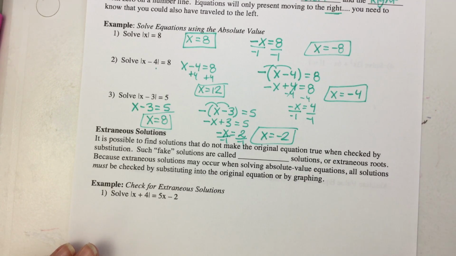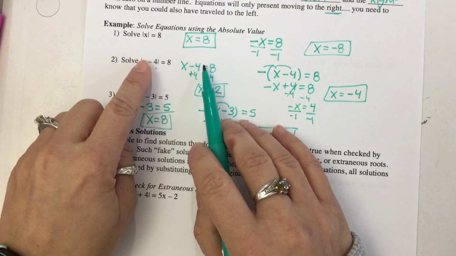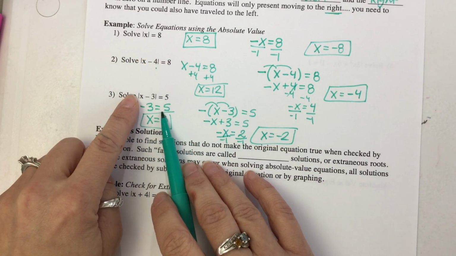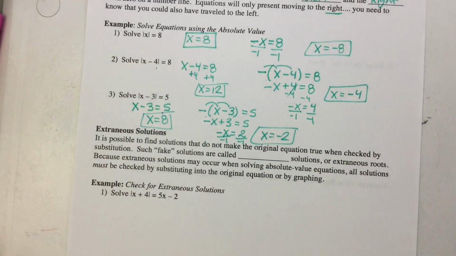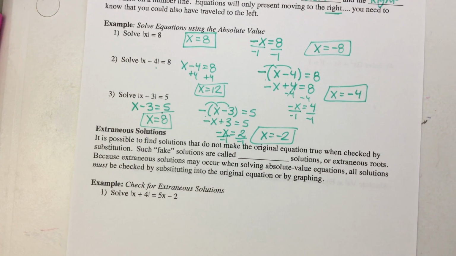So that's the process that we do. Just realize that for the first one, you drop the bars and nothing changes. That's going to the right. For the second one, to show that you're going to the left, you distribute a negative into whatever was within the absolute value bars, and then you can solve.